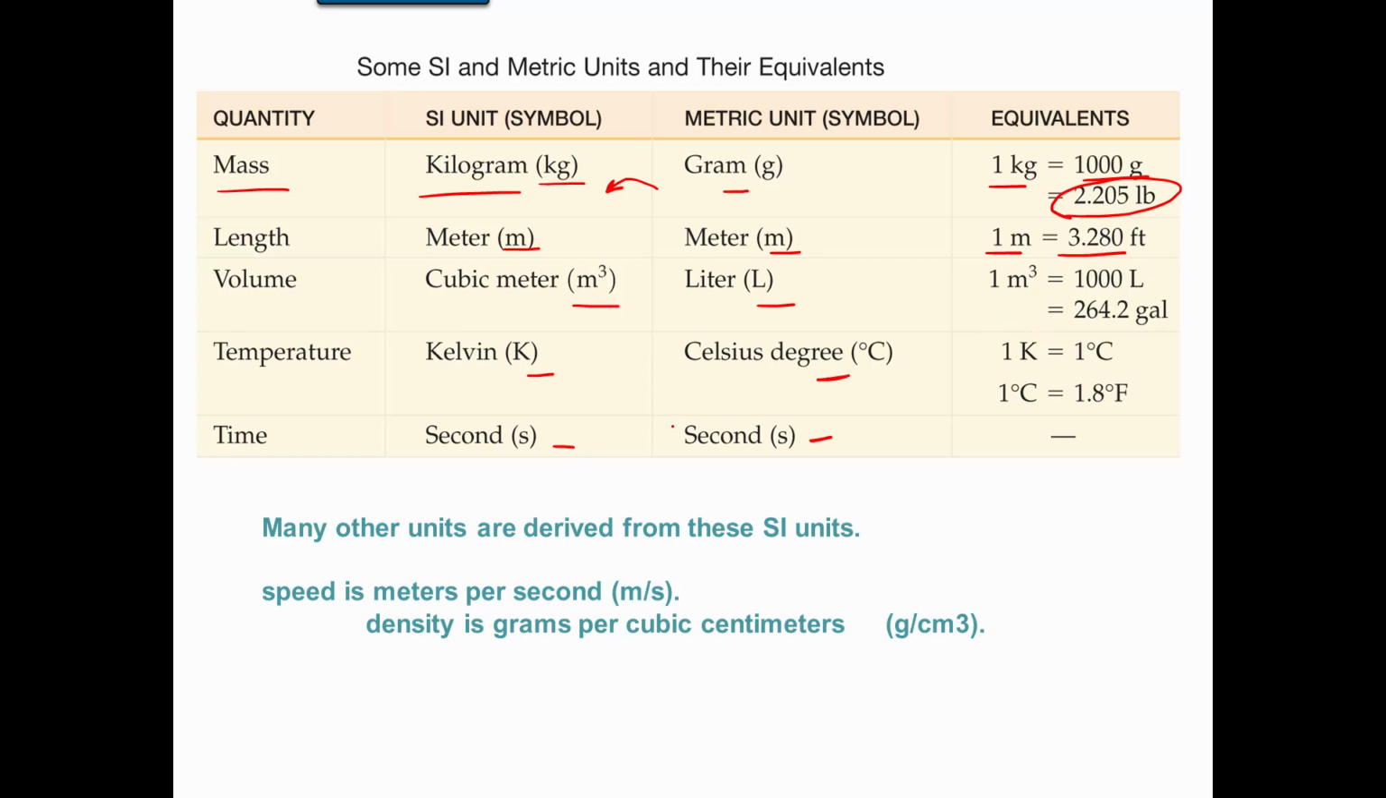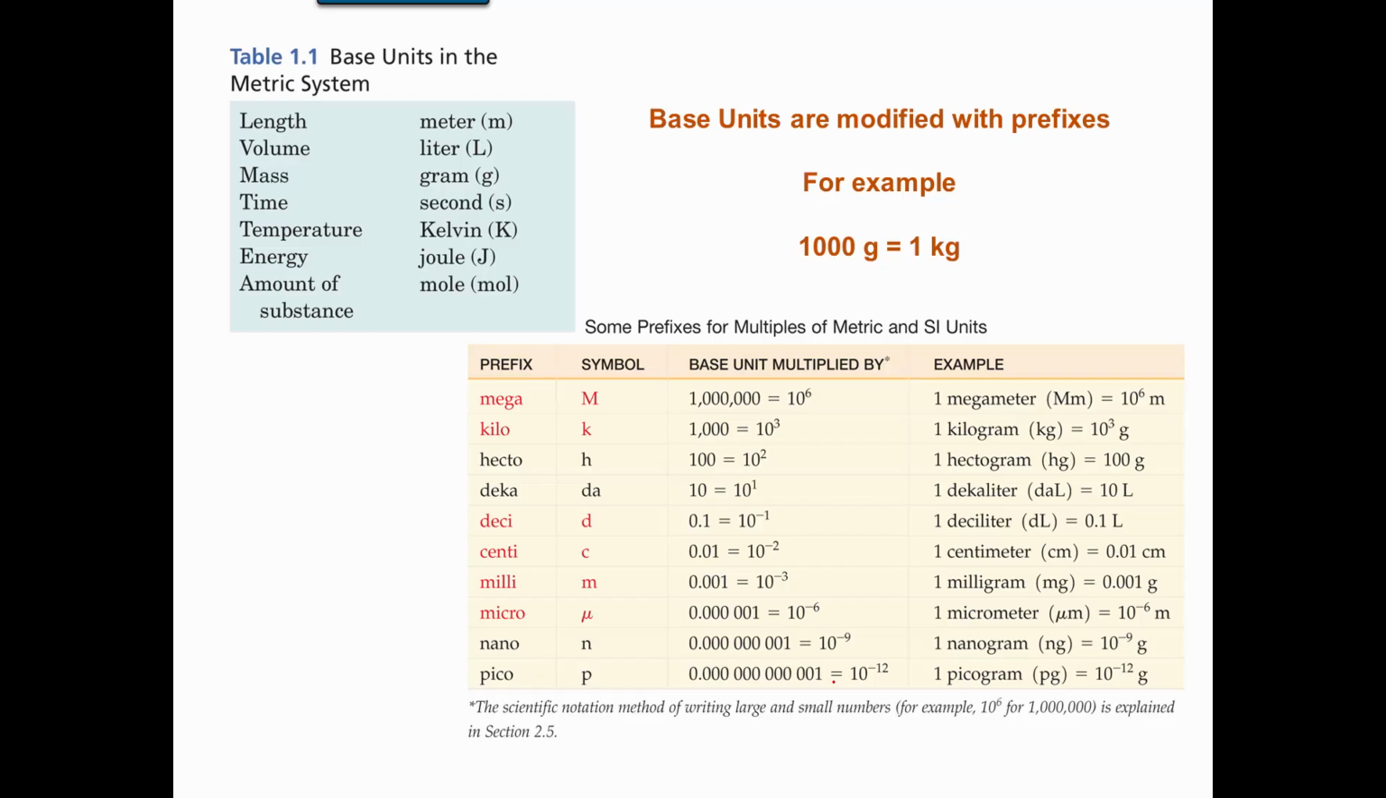Other units are derived from SI units. For example, speed is, here it's miles per hour, but in the metric system, it's meters per second. That's using SI units. Density is grams per cubic centimeter. So we use the metric base unit of a meter and then modify that with a prefix. This table just shows some base units in the metric system.